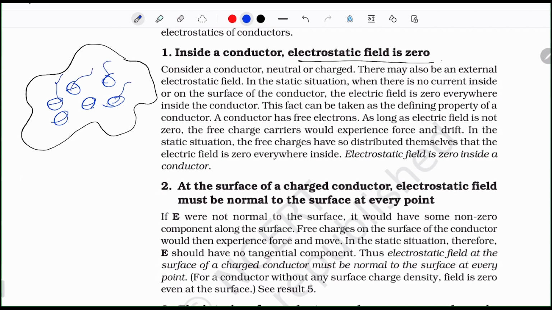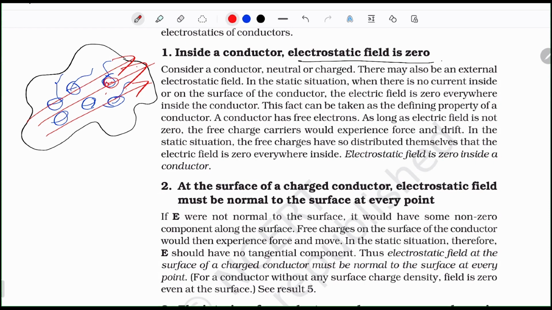Now let us say that the electrons were in such a way that there existed an external electric field. So there is an external electric field, and all of these electrons are scattered inside the metal. Now, because the electrons are free to move, right? The external electric field is going to move them around. It's going to drive them around, right?